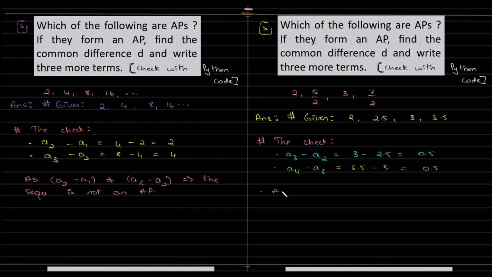And we can conclude that A3 minus A2 is the same as A4 minus A3. This implies the sequence is an AP. Okay, well and good. Next we have to find D. D here is obviously 0.5 and then the sequence. So the sequence is 2, 2.5, 3, 3.5, 4, 4.5, and 5. These are your next three terms, right?